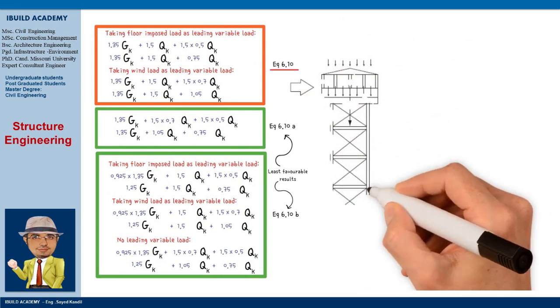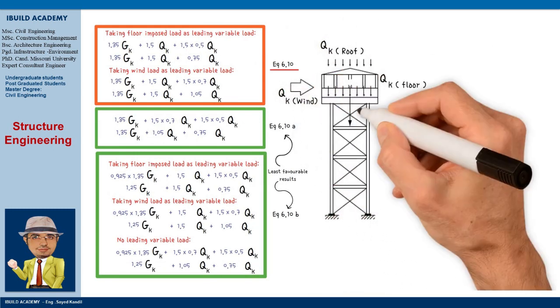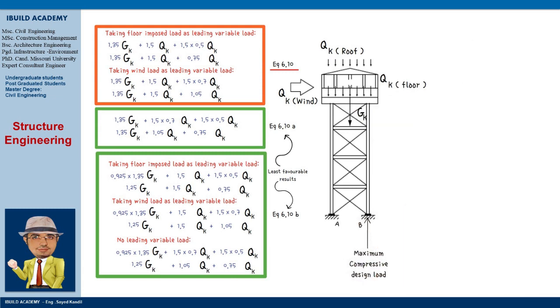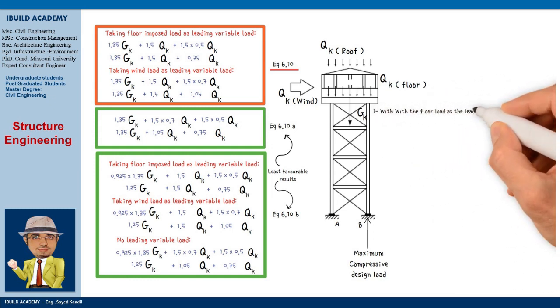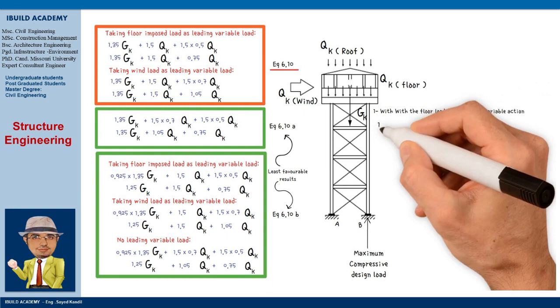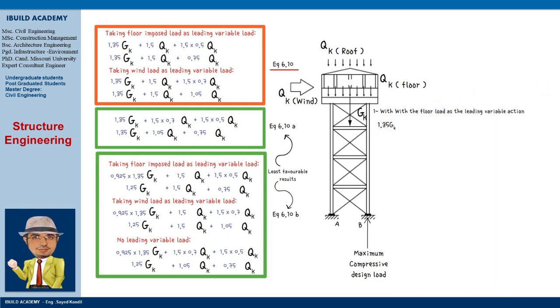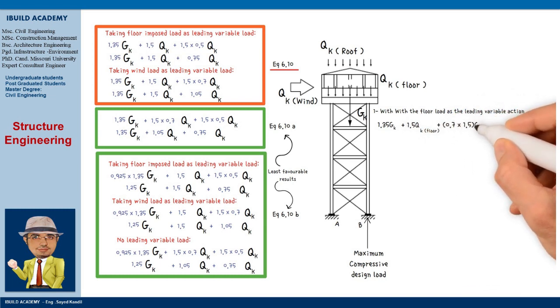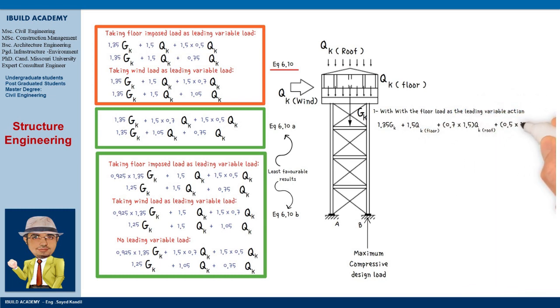Let's now take a simple example. Consider the forest fire observation tower with wind blowing on the side. To obtain the maximum compressive design load in the support leg at B, 3 load combinations should be checked, and the larger value used in subsequent design calculations. Load case number 1, with the floor load as the leading variable action: 1.35 times dead load, plus 1.5 floor load, plus 0.7 times 1.5 roof load, plus 0.5 times 1.5 wind load.